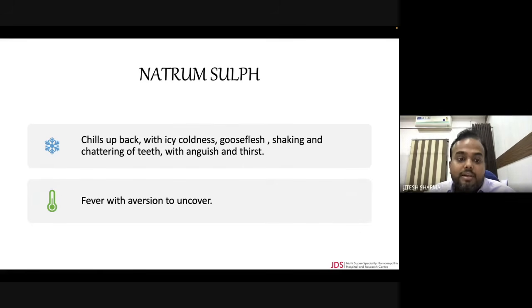Natrum sulph. Natrum sulph has fever with aversion to uncovering. So they'll tell you not to uncover. Tell me another remedy which has so much chill and cannot tolerate uncovering. Quick. So, Nux vomica. Correct.